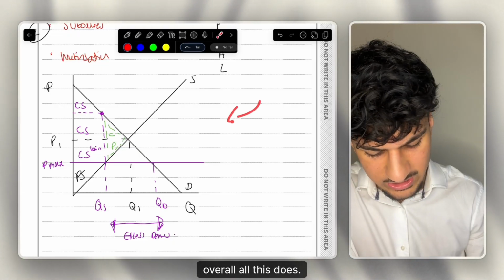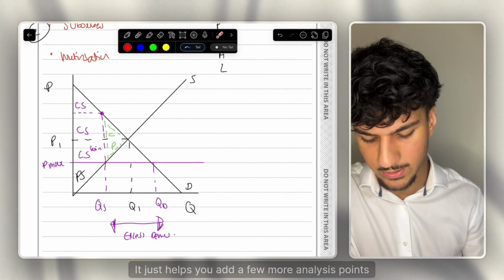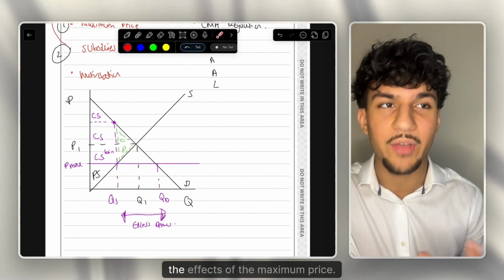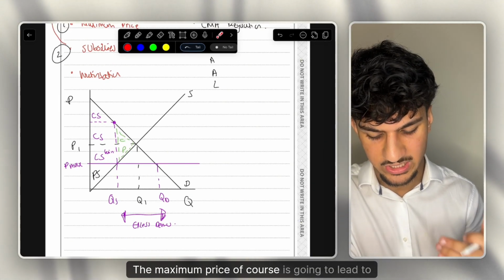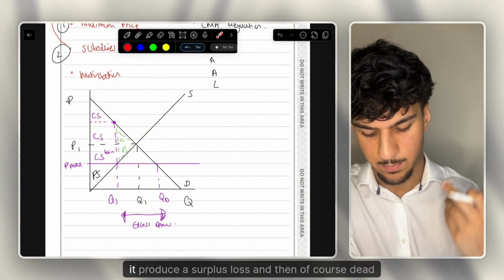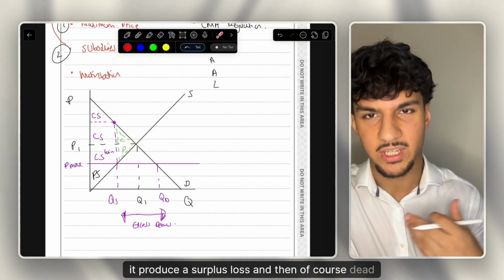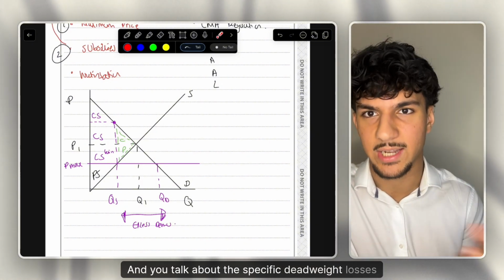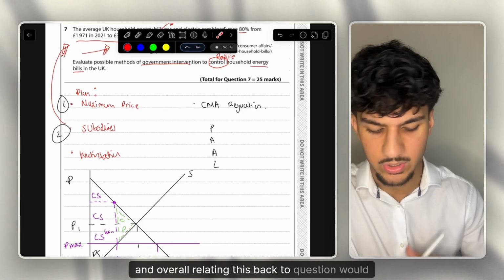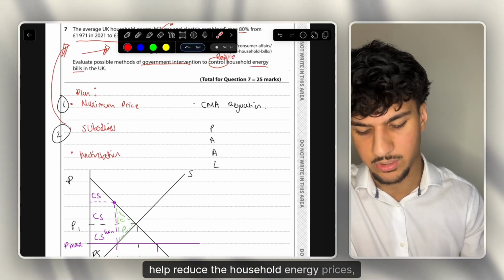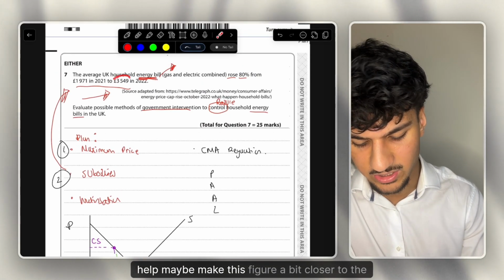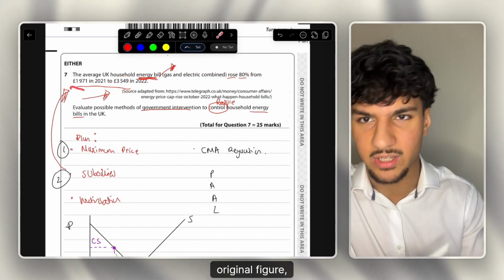But overall, all this does is help you add a few more analysis points where you talk about the effects of the maximum price. The maximum price, of course, is going to lead to consumer surplus gain, producer surplus loss, and then, of course, deadweight loss. And you can talk about the specific deadweight losses. And overall, relate this back to the question: would it help reduce household energy prices, help make this figure a bit closer to the original figure, etc.